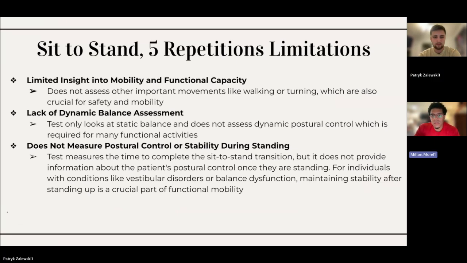And finally, the test only measures the time to complete the sit to stand transition, but doesn't really provide any information about the patient's control once they're standing. For individuals with conditions like vestibular disorders or even a balance dysfunction, maintaining stability after standing up is a crucial part of their functional mobility.